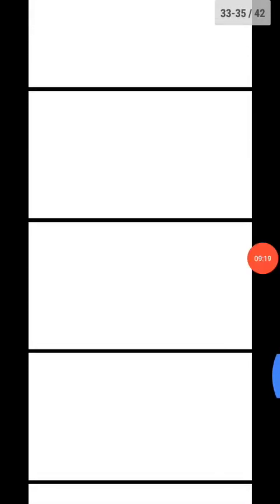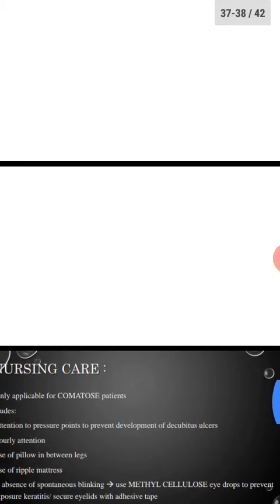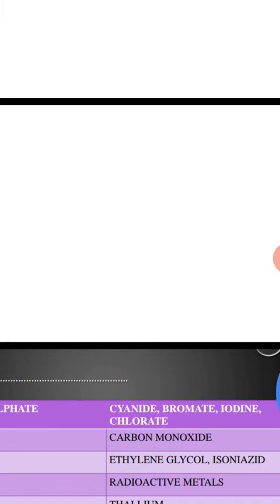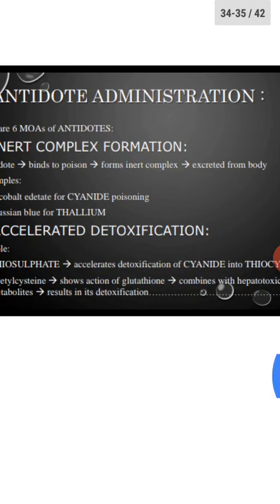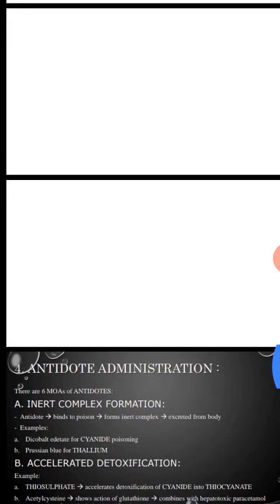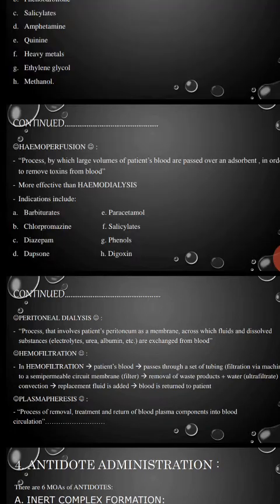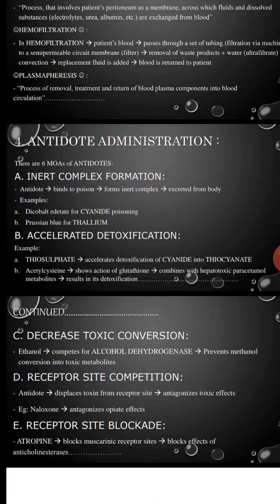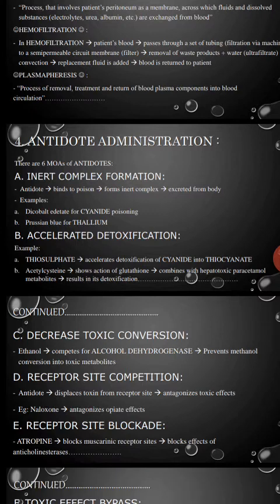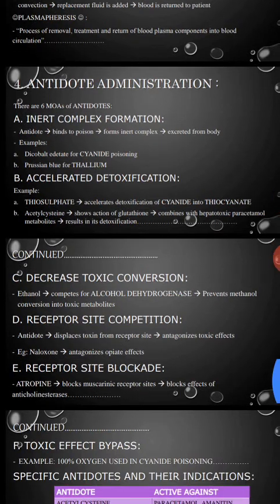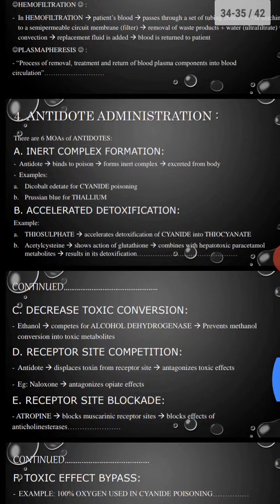Next, antidotes. Elimination of poison from the body is one method; another way is to antagonize the effects. The second one is giving antidotes. So how do antidotes work? Inert complex formation, accelerated detoxification, decreased toxic conversion, receptor site competition, receptor site blocking, toxic effects bypass. These are the antidote mechanisms.